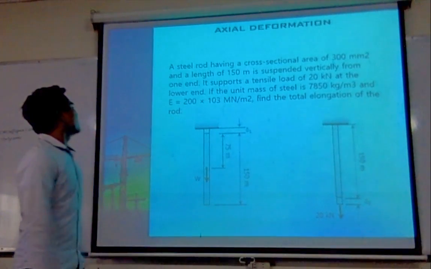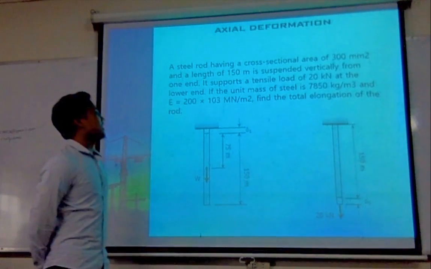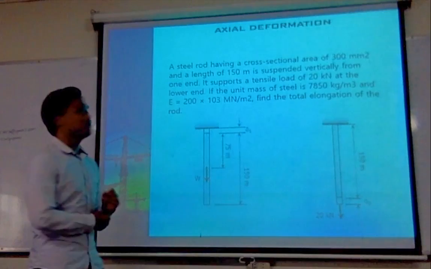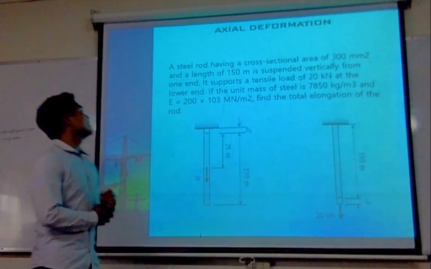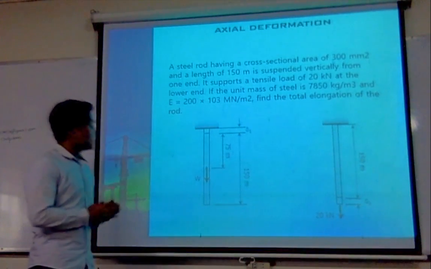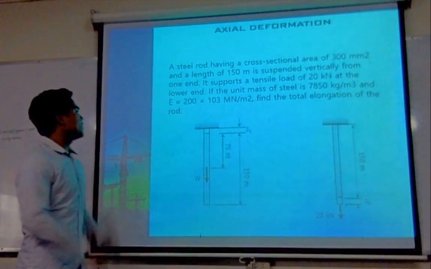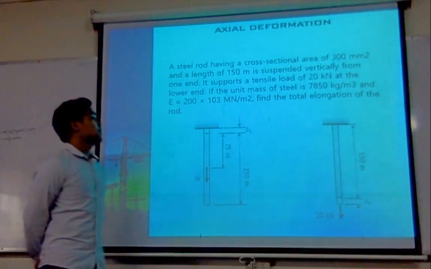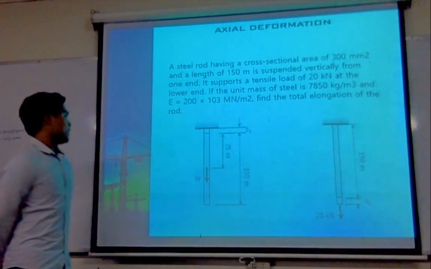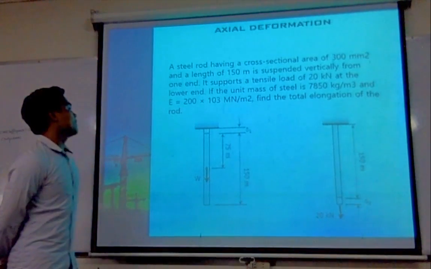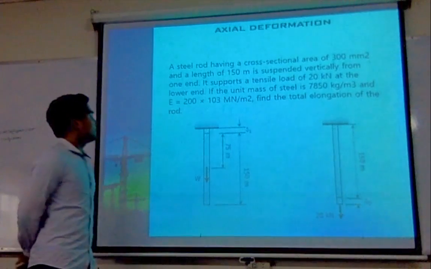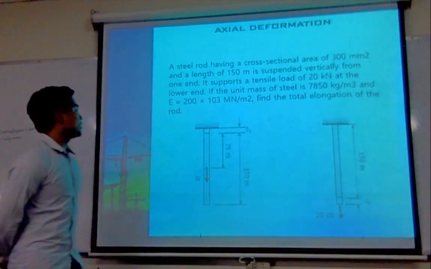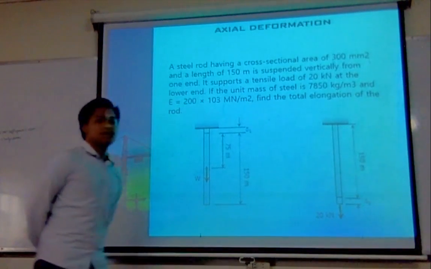Okay, let's start. A steel rod having a cross-sectional area of 300 square millimeters and a length of 150 meters is suspended vertically from one end. It supports a tensile load of 20 kilonewtons at the lower end. If the unit mass of steel is 7,850 kilograms per cubic meter, and the modulus of elasticity is equal to 200 times 10 to the third meganewtons per square meter, find the total elongation of the rod.